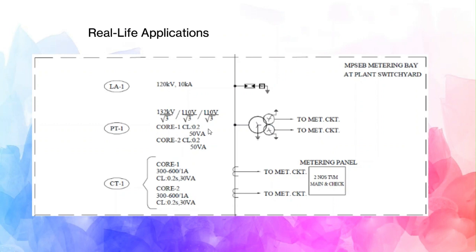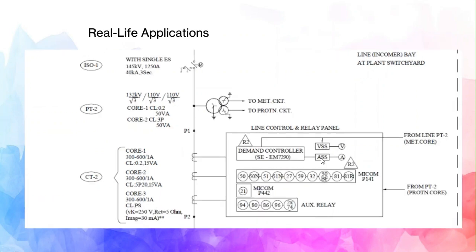Next part is CT. CT consists of, in this case, two cores, core 1 and core 2, and both are metering cores. Next is isolator. Isolator is there to isolate the rest of the circuit from the incoming, maybe the grid. Because it is a 132 kV substation, it is a grid substation here. Then PT 2. The first PT was for the state electricity board to use, and this PT is for the substation to use.